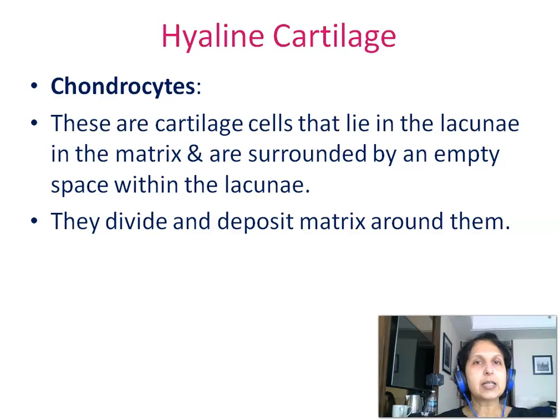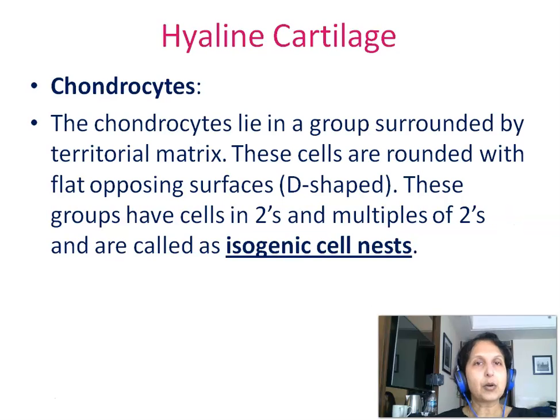Chondrocytes here, these are the cartilage cells that lie in the lacunae in the matrix and are surrounded by an empty space within the lacunae. They divide and deposit matrix around them. The chondrocytes here lie in a group which is surrounded by territorial matrix, and these cells are rounded with flat opposing surfaces. Thus, they are D-shaped cells. These groups may have cells in twos and multiples of twos, and this group of cells is called isogenous cell nests.